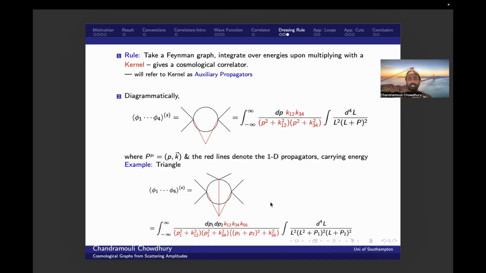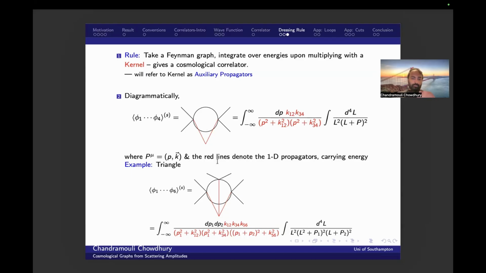But anyway, this led us to a general rule, which we call the dressing rules. And the idea is the following. You take your flat space Feynman diagram, you simply multiply with the kernel, and you integrate over the energies. And these kernels, we'll refer to as auxiliary propagators. So you can write them diagrammatically as follows. You take some flat space bubble graph like here, and you multiply with some rational functions like this, and that gives you your cosmological correlator.